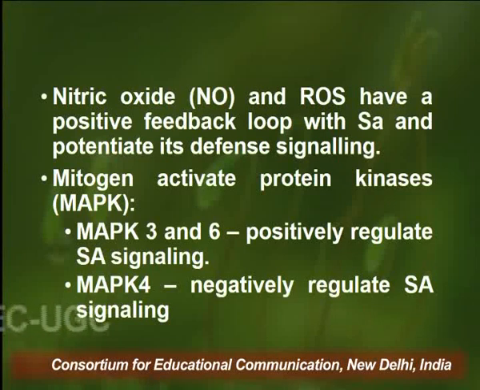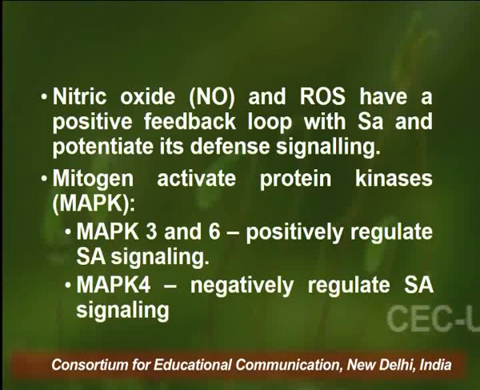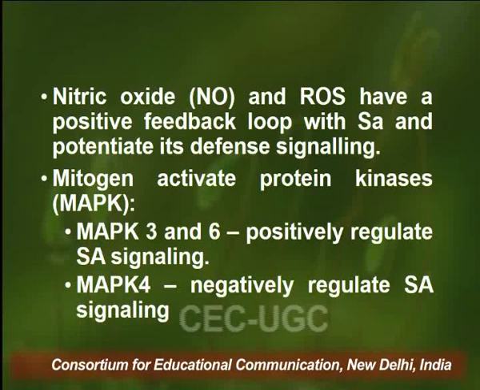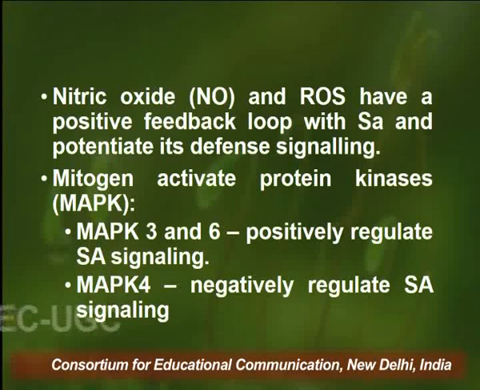MAP kinases are another component of the upstream signaling, and it has been found that different MAP kinases have different effects on the salicylic acid signaling. MAP kinase 3 and 6 have a positive effect on the salicylic acid signaling, whereas MAP kinase 4 has a negative effect on the salicylic acid signaling.